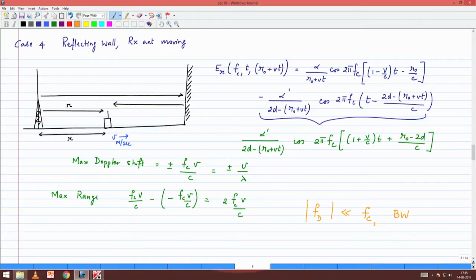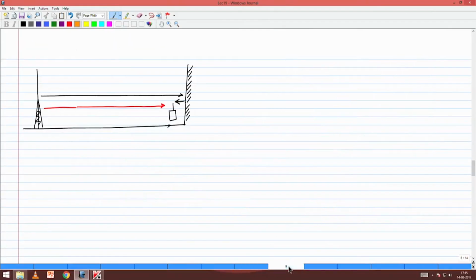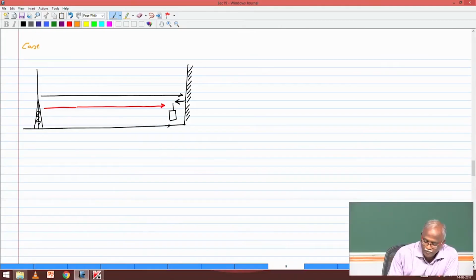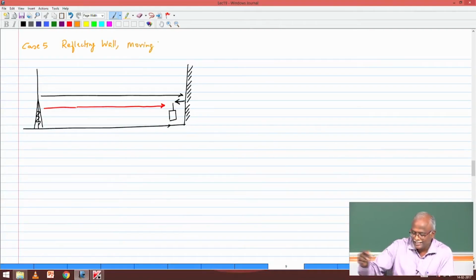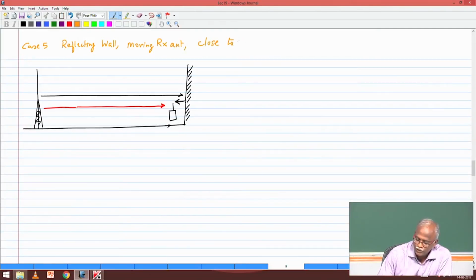Okay, now comes the last of the cases that we want to study. Again, now you may say, well, I've already exhausted all my cases, all the combinations have been looked at. No, there is actually one more very, very interesting case. Okay, case 5. Case 5 is reflecting wall, moving RX antenna, except that you are very close to the wall, basically almost bumping into the wall. Moving RX antenna close to wall, close to the reflecting wall.